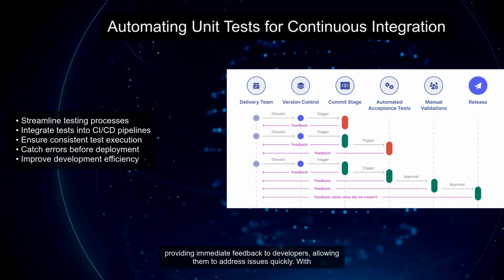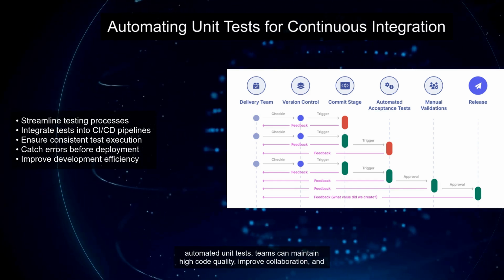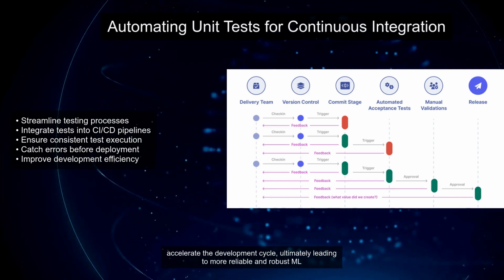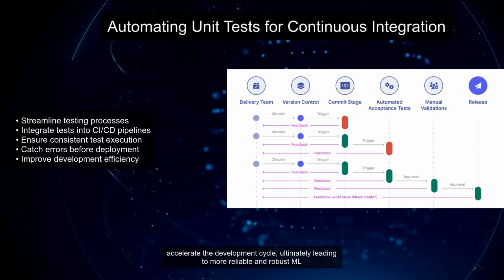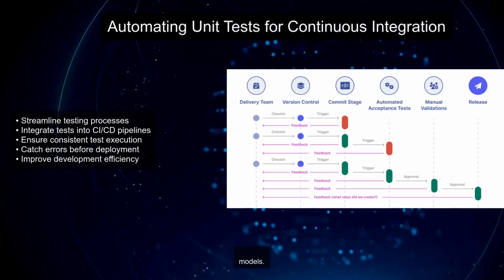This integration also enhances development efficiency by providing immediate feedback to developers, allowing them to address issues quickly. With automated unit tests, teams can maintain high code quality, improve collaboration, and accelerate the development cycle, ultimately leading to more reliable and robust ML models.